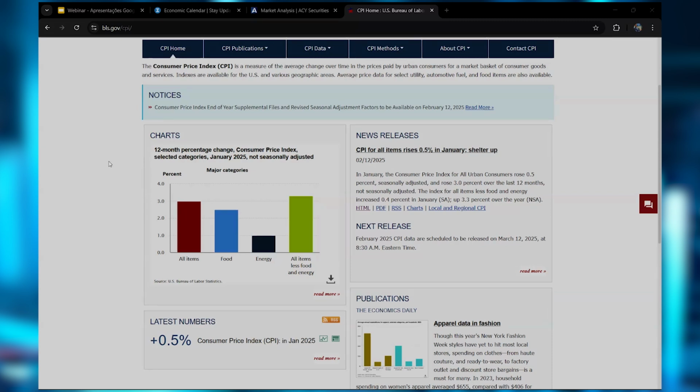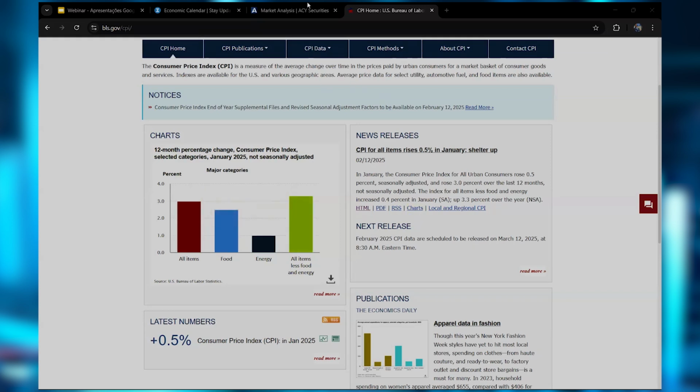And right in front of me, we can see that, as I said, the shelter, the food, and the gasoline have been the ones that have been rising the most. The food has been rising 2.5%, that's a major category. All items have been rising 3%. Energy prices, 1%. And then all items less food and energy, the most volatile ones, we call this the core CPI, has been rising 3.3.